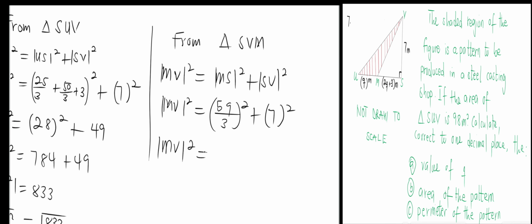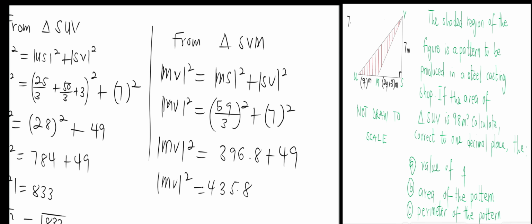59 divided by 3 squared, give us a result of 396.8, all right, then plus 49. So when you add it to 49, you'll be getting 435.8, all equal to MV squared.